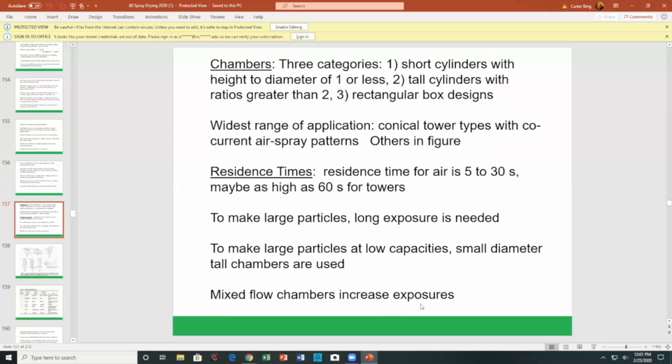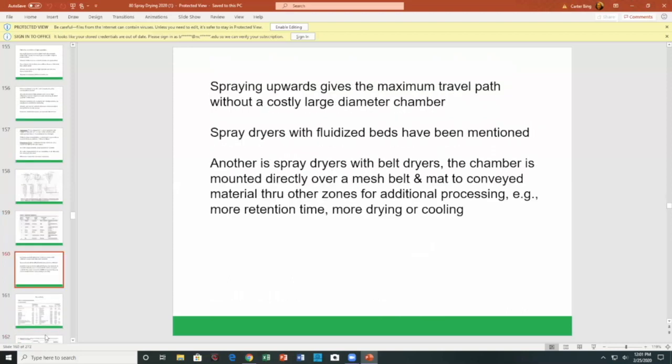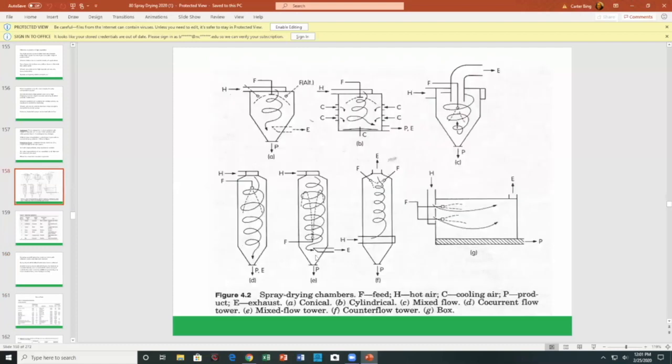To make larger particles at low capacity, small diameter, tall chambers are used. Mixed flow chambers increase exposure. So, let's go back. Here we have our chambers, tall towers, and a box, some sort of thing like that.